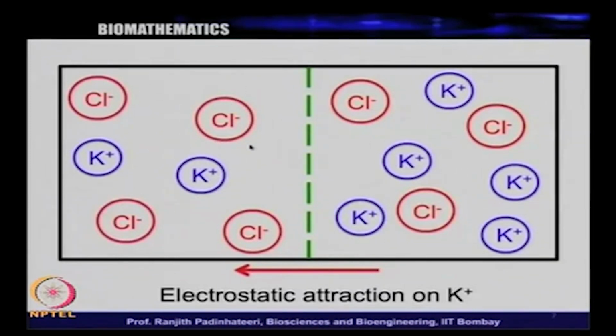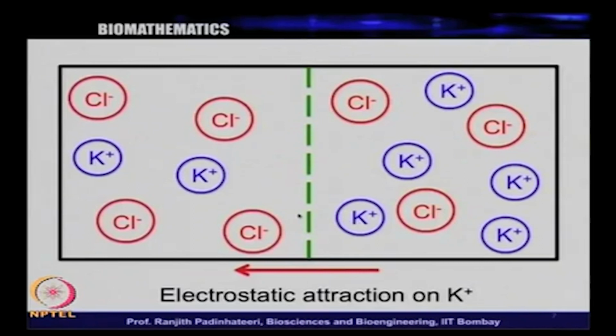As you can see from the picture, do look at this picture carefully. Now, for example, this K plus has 4 Cl minus here and 3 Cl minus here. So, this K plus will feel more attraction towards this side on an average. So, this K plus would want to go this way, because there is an electrostatic attraction. So, what will happen? The K plus will start now flowing in this way.